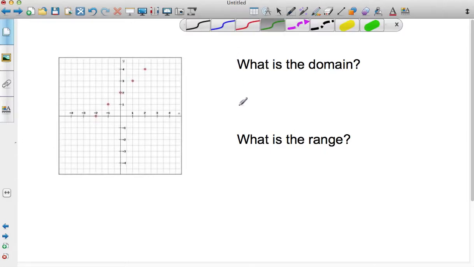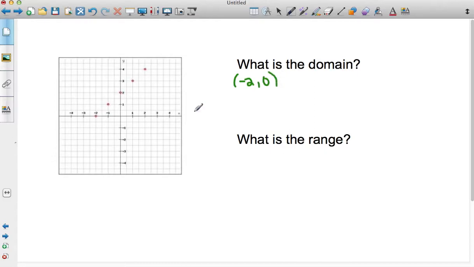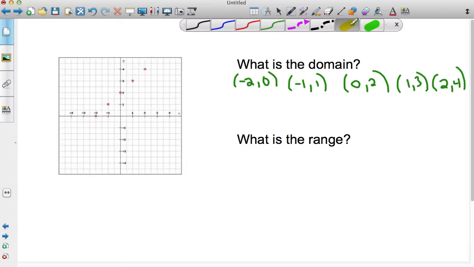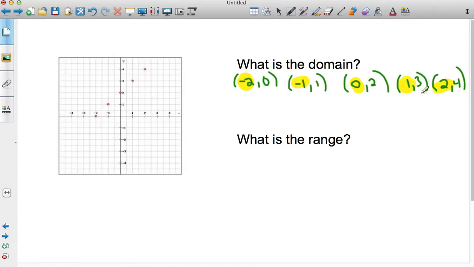Let's write what we have. First, identify your coordinates. It looks like I have (-2, 0). Next up, I have (-1, 1). Next is (0, 2), (1, 3), and squeezing it in is (2, 4). The domain is going to be all of your input values, typically associated with x. That's this one, this one, this one, this one, and this one.